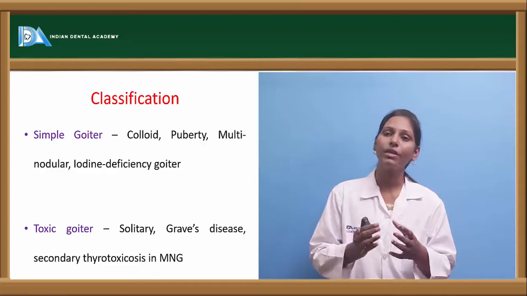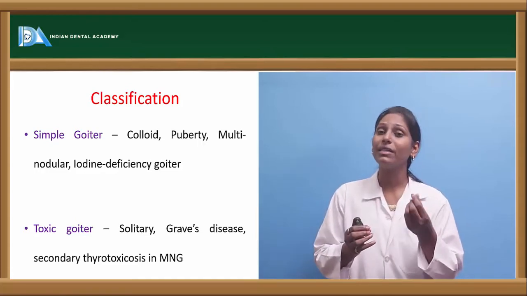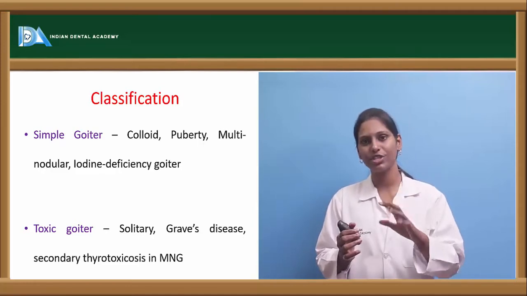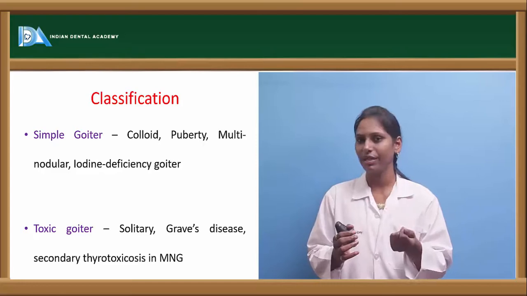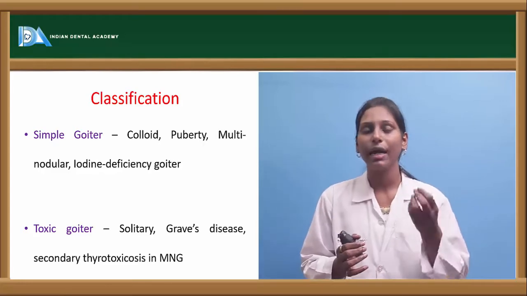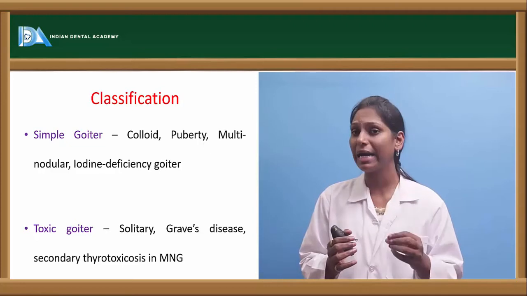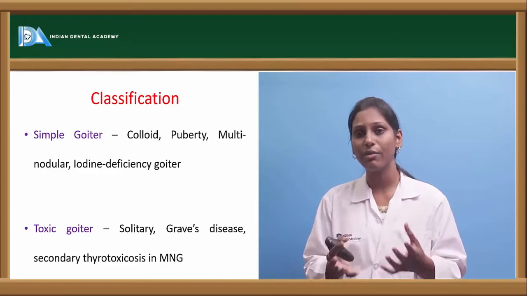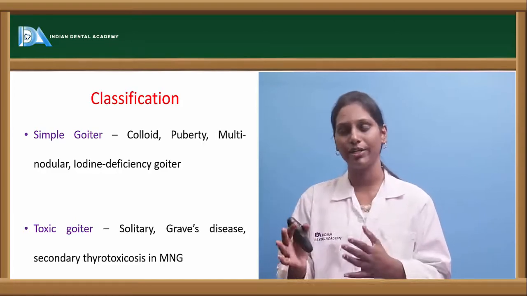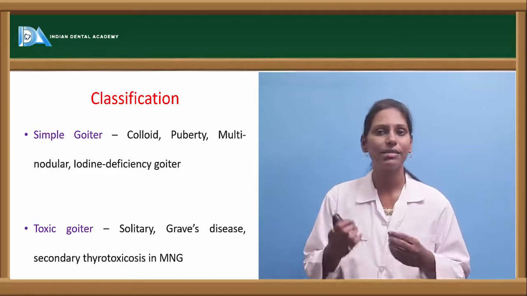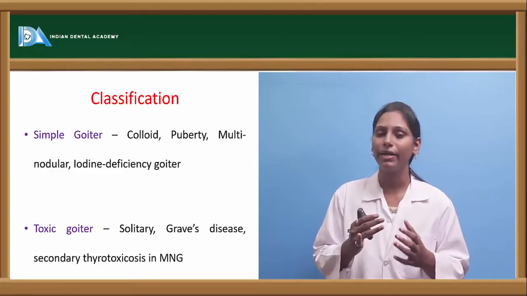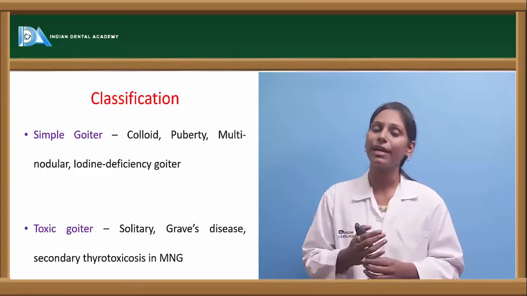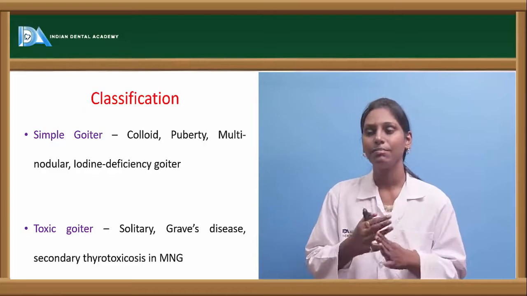In the case of colloid goiter, the gland itself is soft, has a smooth texture, and is usually softer in consistency. This colloid goiter usually manifests as hypothyroidism. The amount of thyroid hormone secretion is usually less in the case of this colloid goiter. The puberty goiter, as the name itself indicates, is usually seen in young adolescent females, especially at the time of puberty. In that age group we see this simple puberty goiter.